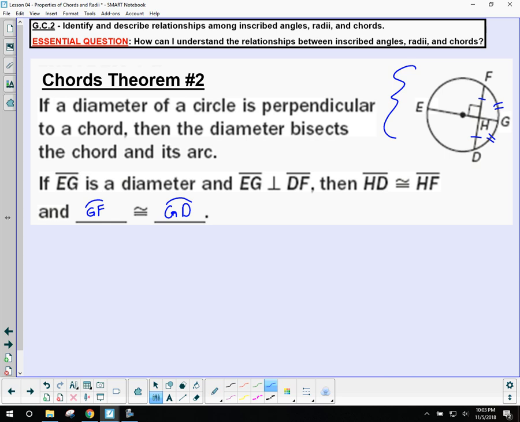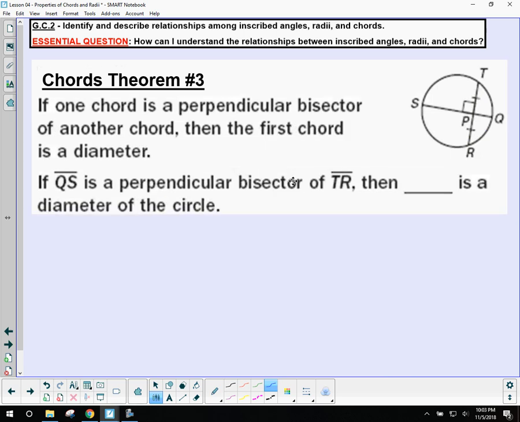Alright, here we go. Number 3. If one chord is the perpendicular bisector of another chord, then the first chord is the diameter. So, these letters should be matching your picture: if QS is the perpendicular bisector of TR, cutting it in half, then blank is the diameter of the circle. SQ would be the diameter.